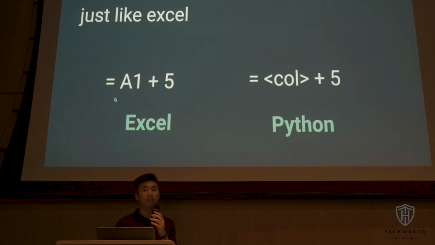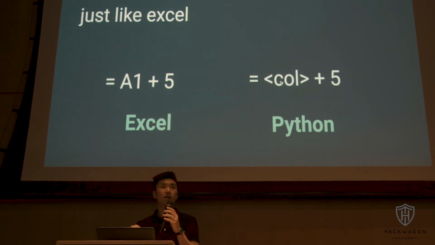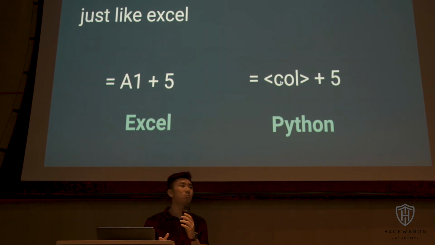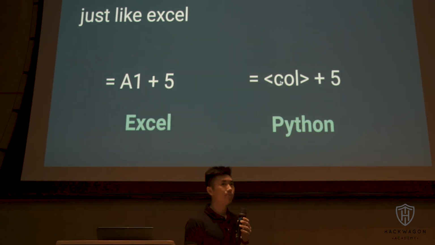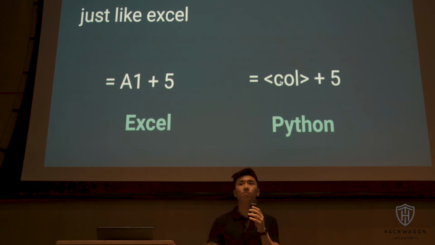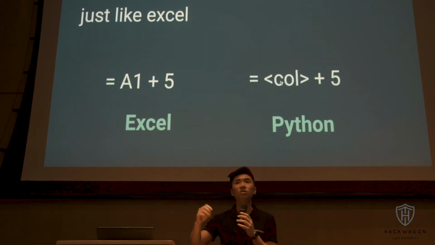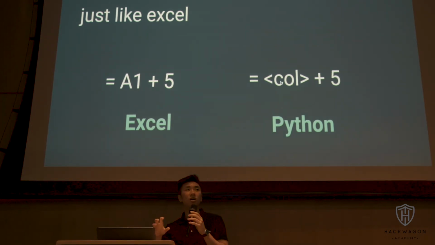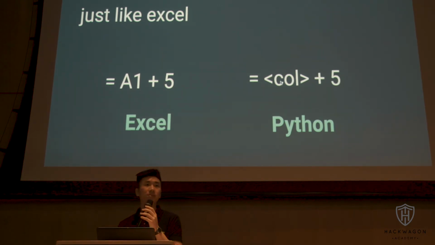Right? In Python, all I need to do is to equals to the entire column plus 5. The difference between Excel and Python is that in Python, you're working on the entire column. Normally, when you're working in Excel, you're working on a particular cell. You would equals to something. In Python, you don't really care about individual cells. You care about the entire data set and the entire column in its entirety.